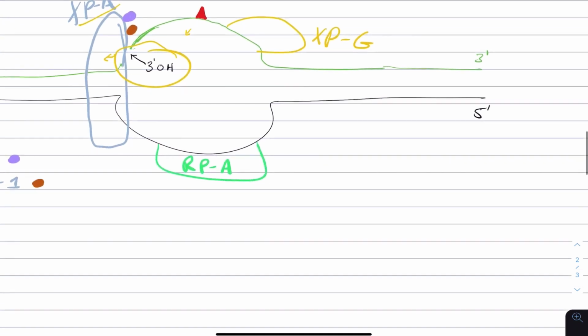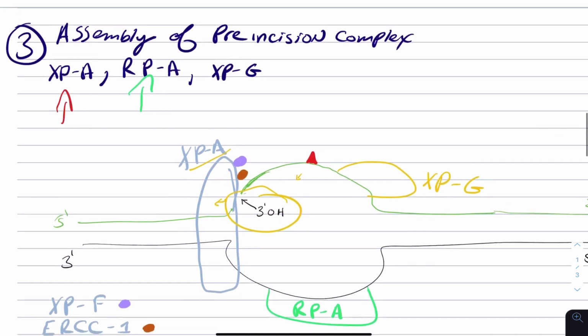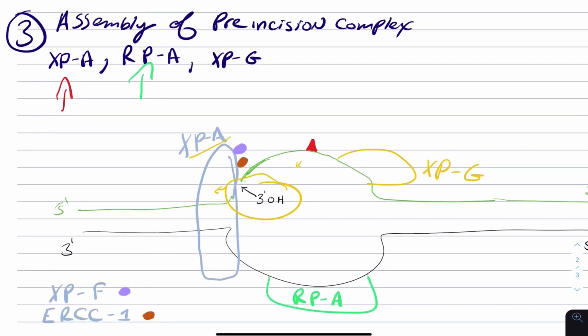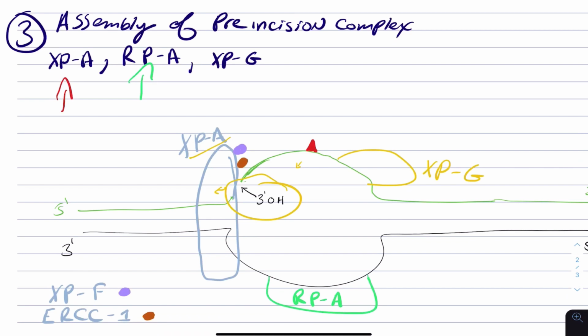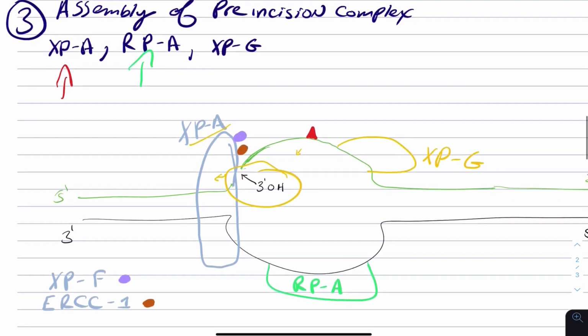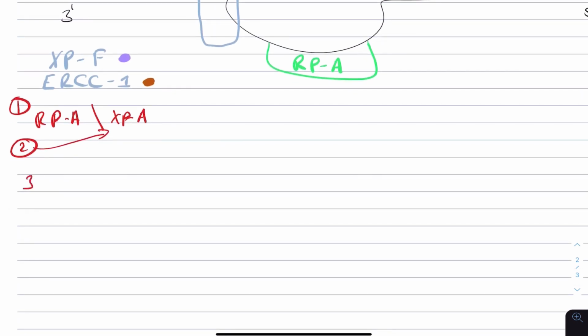Now, let's keep going with this. Let's see, what did we do about here? We talked about the assembly mechanisms, so let's label this as step number one, the assembly of the proteins. The first thing was RPA and the XPA binds. That was our first step. So RPA and XPA, this is our step one. They both bind. And then our second step. This is our first step, and this is our second step, step one and step two. And then the third step is going to be this.